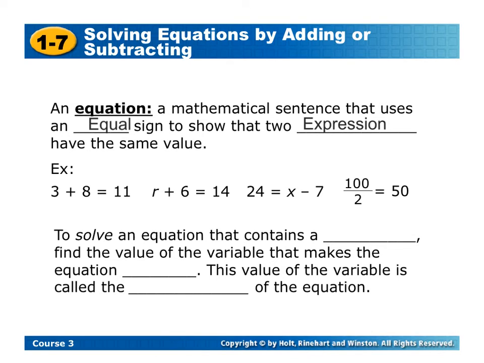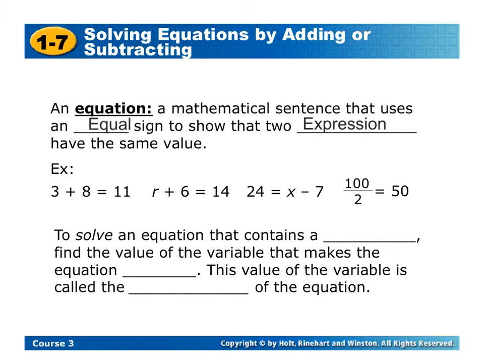So for example, 3 plus 8 is equal to 11. That's technically an equation because there's an equal sign. r plus 6 equals 14 is an equation, 24 equals x minus 7, or 100 over 2 equals 50. All of those are equations because all of them contain an equal sign.